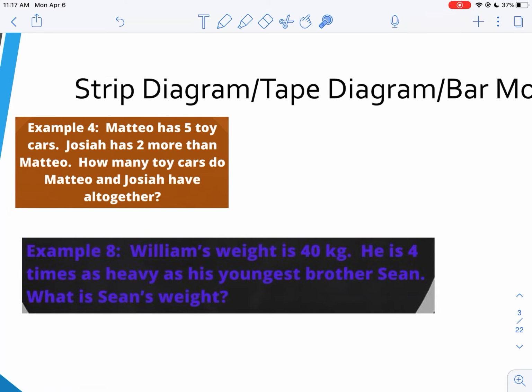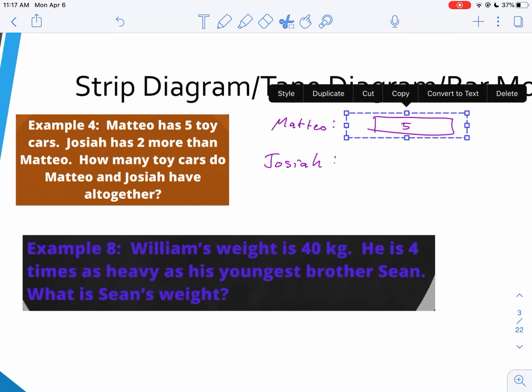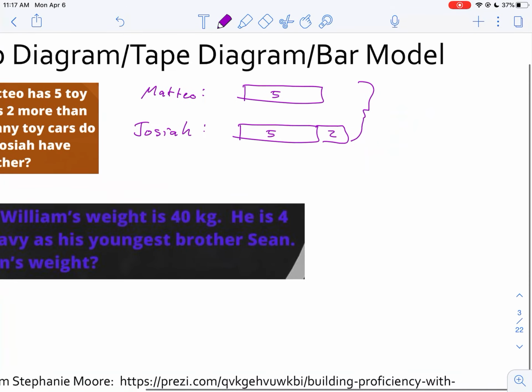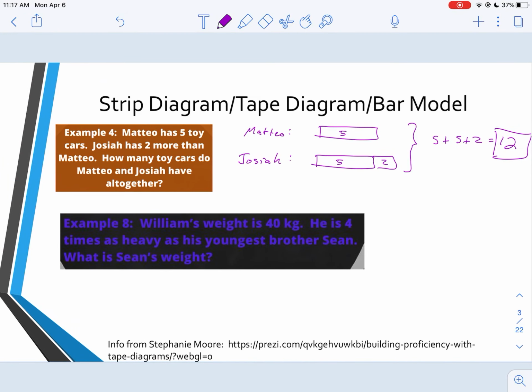A couple more here. Mateo has 5 toy cars. Josiah has 2 more than Mateo. You see right away we're comparing here Mateo versus Josiah. And so we're going to compare. Mateo has 5. Josiah has 2 more than Mateo, so we've got the same here, and then he's got 2 more. How many do they have together? So 5 plus 5 plus 2, we could see that together they have 12.